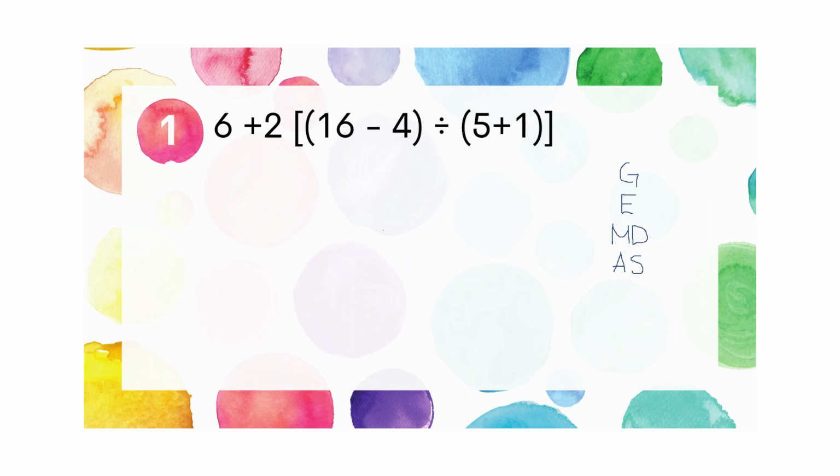First of all, the G stands for groups. How do we know if there's groups? Well, groups will be written with parentheses. They may also be written with brackets. Some of them may be written using squiggly brackets. I know it's kind of hard to see because I'm using a mouse.